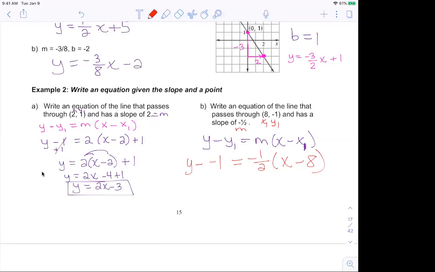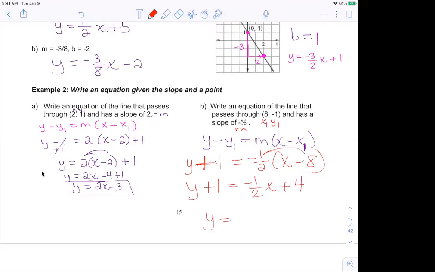So that's what it really looks like. Y minus -1 turns into a big plus sign. And then also be careful when you're distributing the -1/2 to the -8. That becomes a +4.